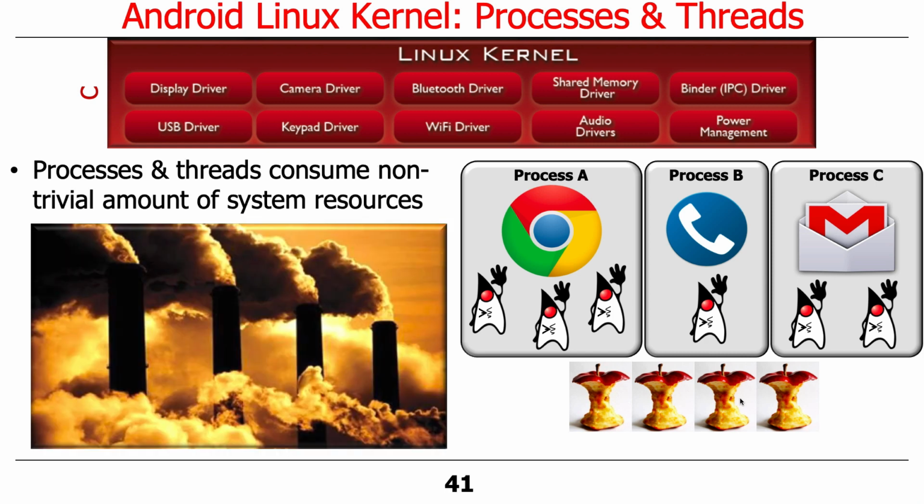Processes and threads consume non-trivial amounts of system resources. Now, these days, not such a big deal, right? If you've got plenty of memory, as most modern smartphones do, certainly most modern laptops and servers do. If you have plenty of cores, it's not the end of the world to have a bunch of these things.